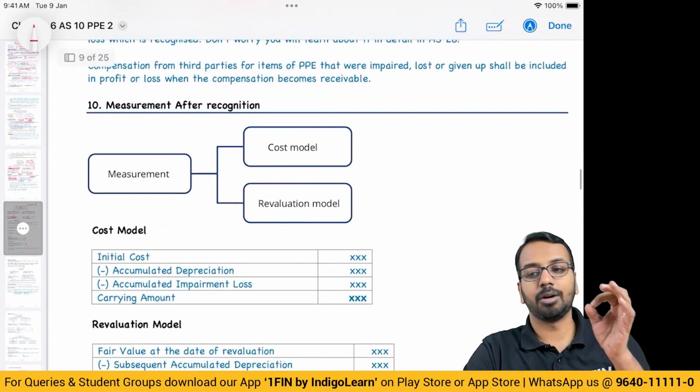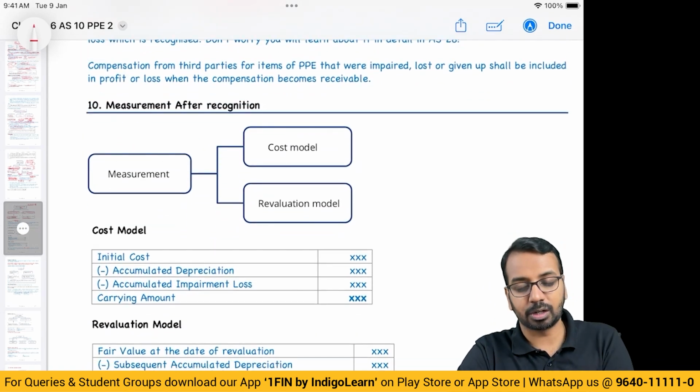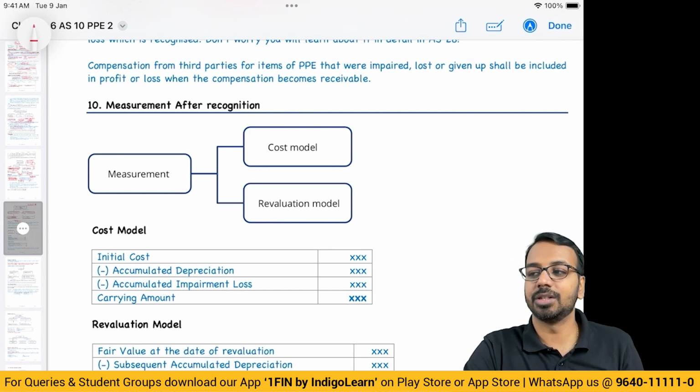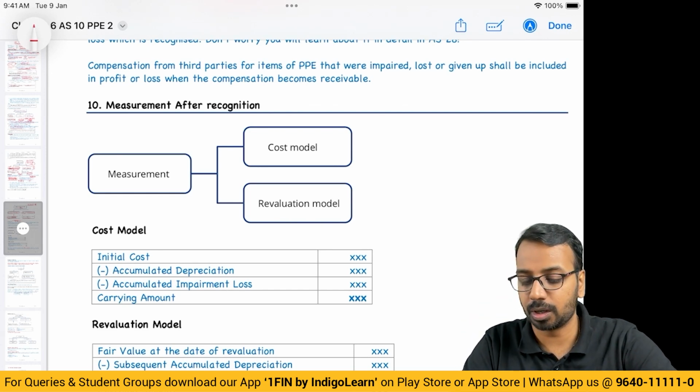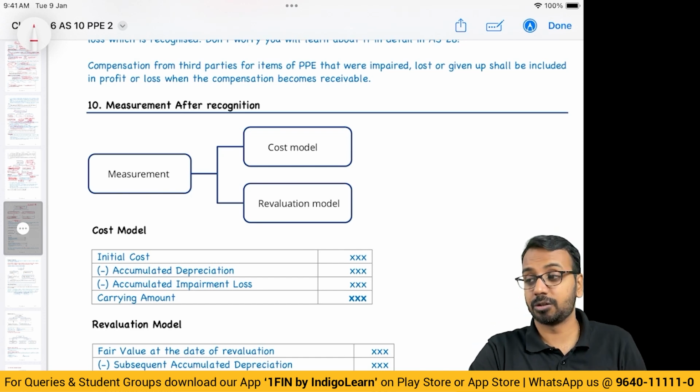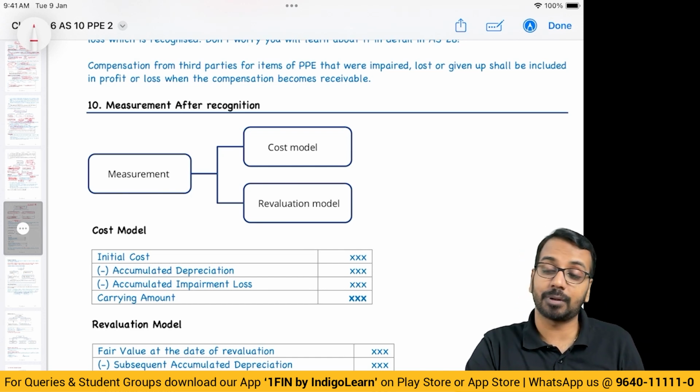Now comes one of the most important parts in this standard, which is the revaluation model. Okay, before I touch upon the revaluation model, is there any doubt, any question so far? Please let me know, or if it is clear, just type in the comment that yes, it is clear, so that I can continue.